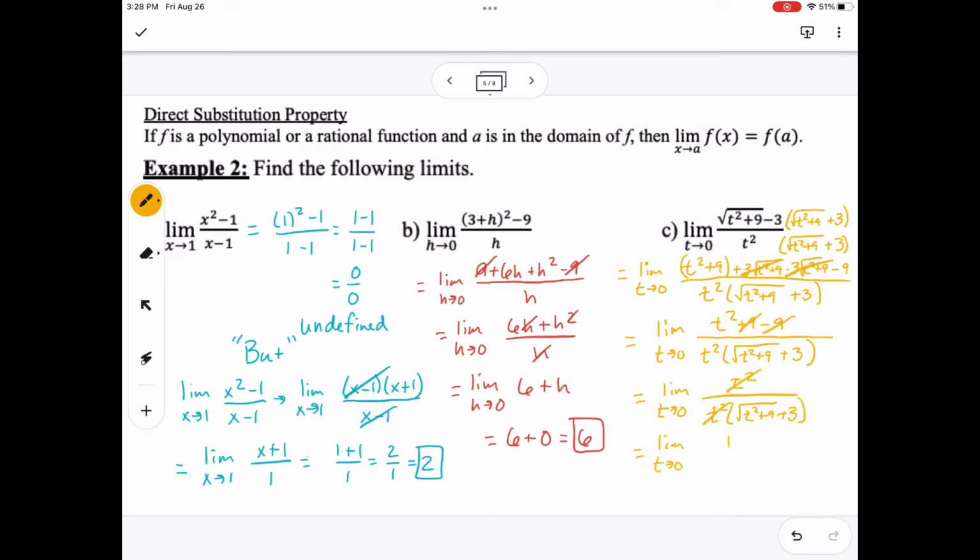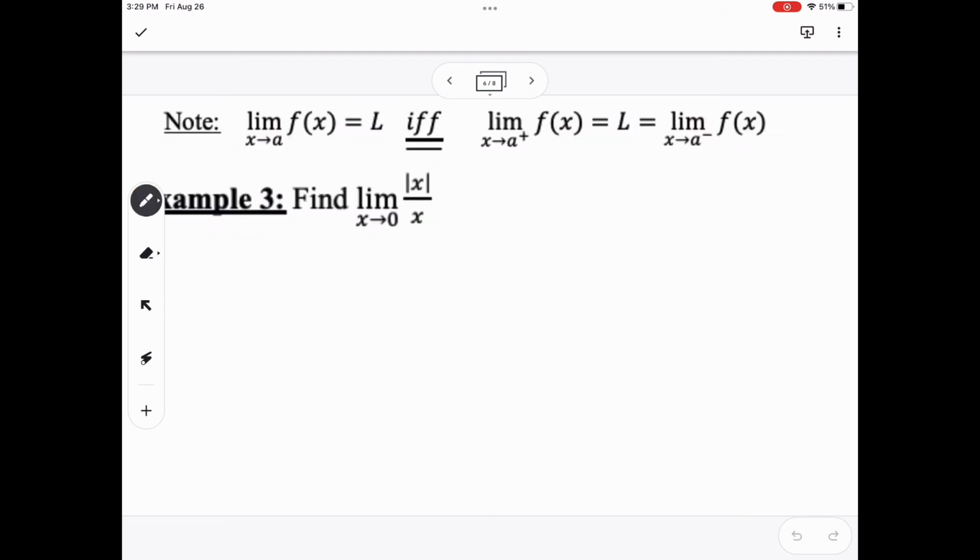And then once I'm able to do that, I will get 0 plus 9 in that radical, which is square root of 9, which is 3, and then 3 plus 3 in the denominator gets me 6. So then my limit would be 1/6. And so using those kinds of ideas will help me be able to finagle this around.